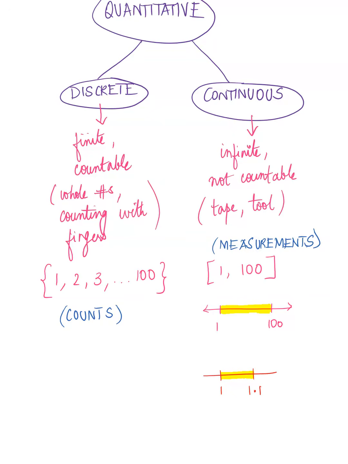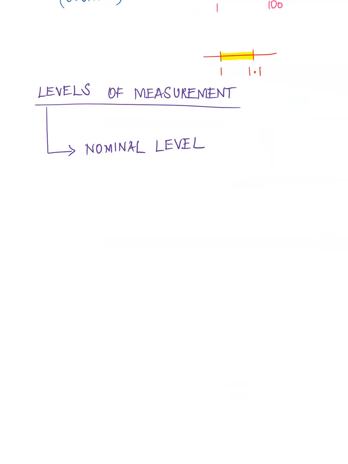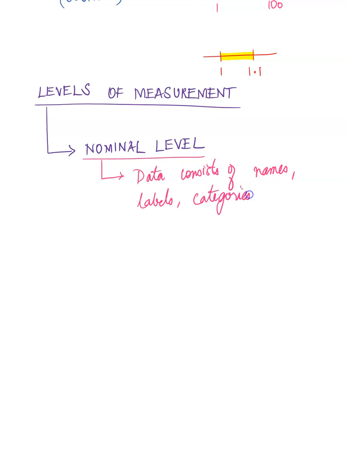Let me talk about levels of measurement, and we have 4 such levels. So under levels of measurement, let's focus on the first level. It's called the nominal level, and here the data is characterized by, or data consists of, names, labels, categories. Okay, so it's qualitative in nature.